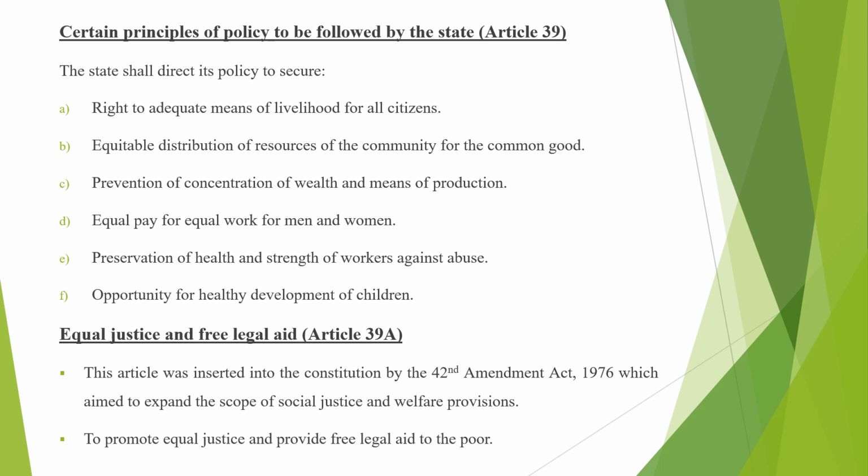Second clause says equitable distribution of resources of the community for the common good. So it means resources like land, water and other assets should be shared fairly among all members of society. This ensures that everyone has access to the things they need to live well and that no one group has too much while others have too little.